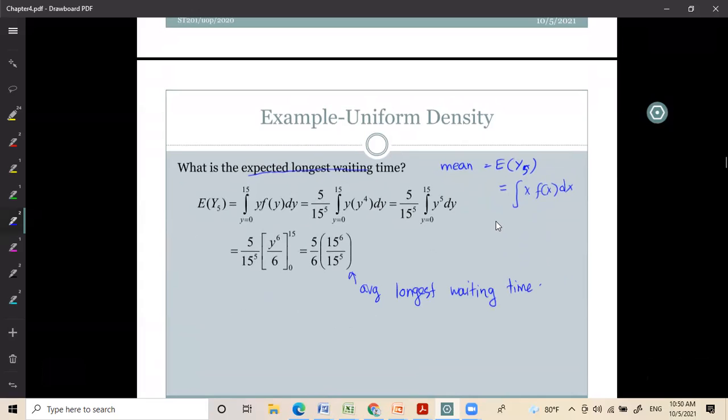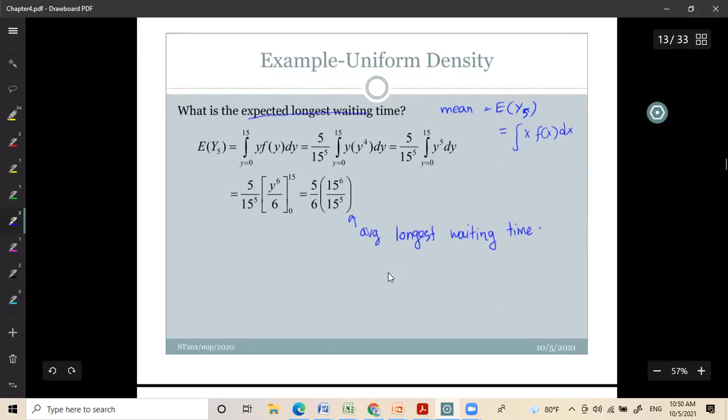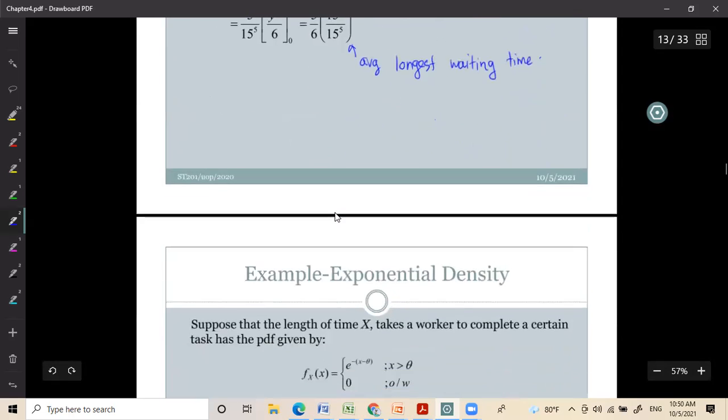And if you want to find the variance, you can do that. You find E(Y5^2) and then use the computational formula for variance. And you can find the variance of the longest waiting time also. Okay. Is this clear to all of you? How you use the distribution of the maximum, right?